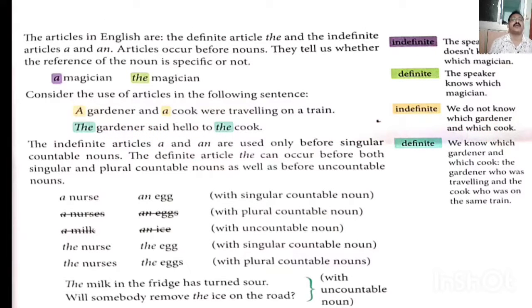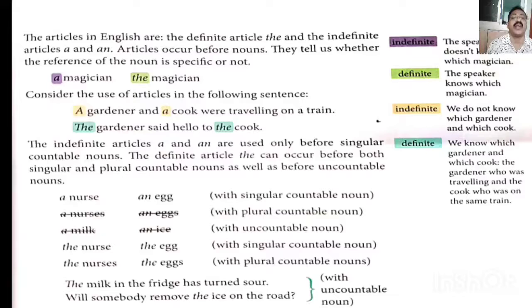Articles are of 3 types: A, An, and The. A and An are said to be indefinite articles and the is said to be a definite article. Like a magician, the magician. A magician can be any magician, but the magician is definite, that magician we are talking about. So that's why the is used for a noun which is definite in the sentence.